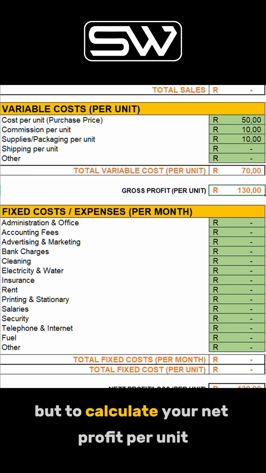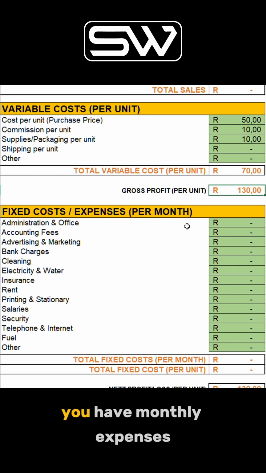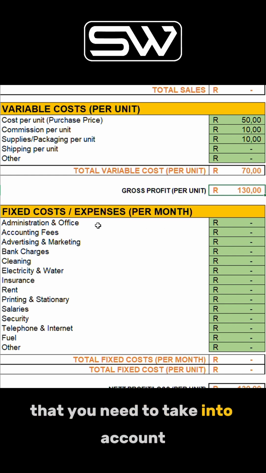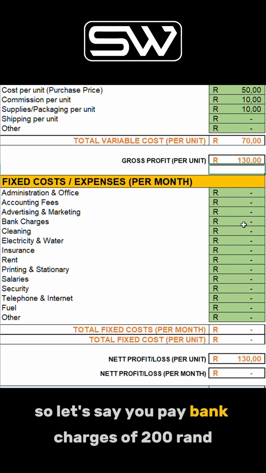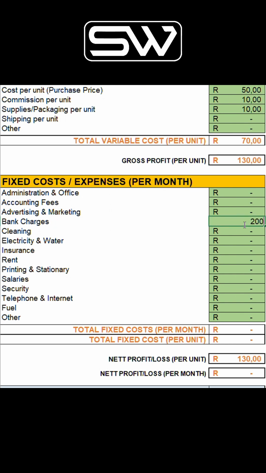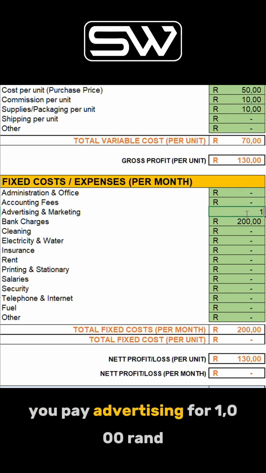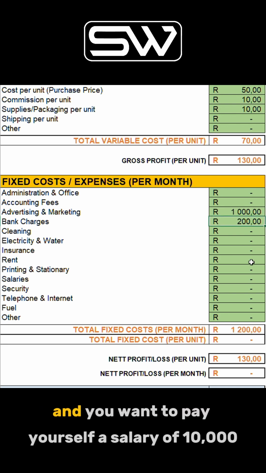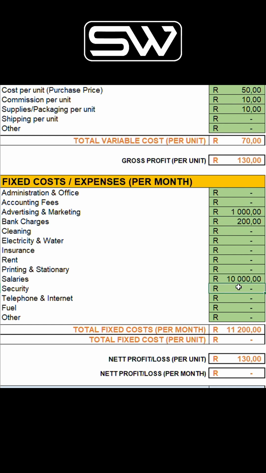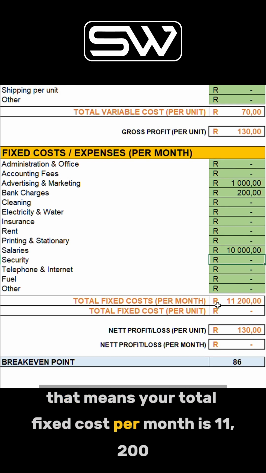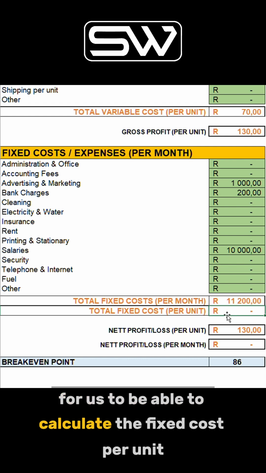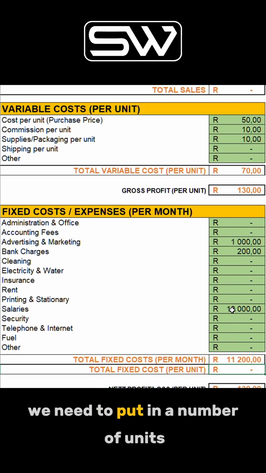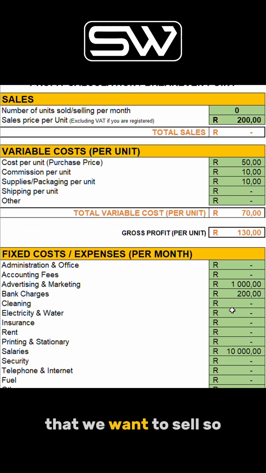But to calculate your net profit per unit, you have monthly expenses that you need to take into account. So that's where the fixed costs come in. Let's say you pay bank charges of 200 Rand, you pay advertising for 1,000 Rand, and you want to pay yourself a salary of 10,000. That means your total fixed cost per month is 11,200. So for us to be able to calculate the fixed cost per unit, we need to put in a number of units that we want to sell.